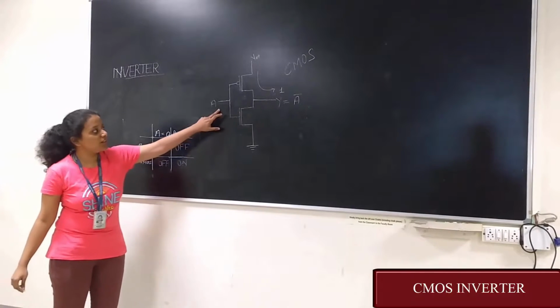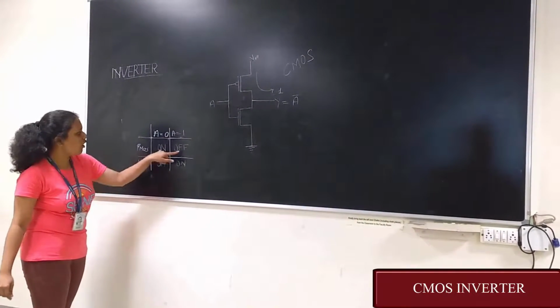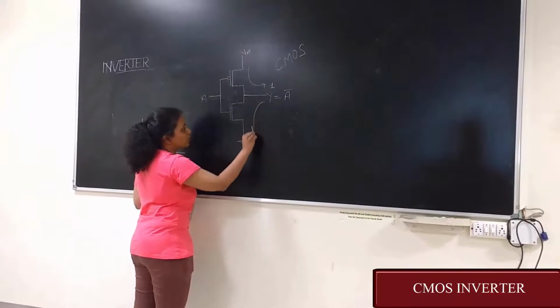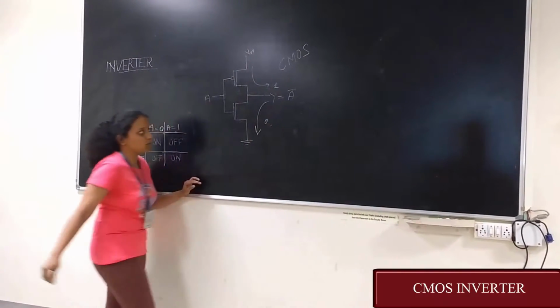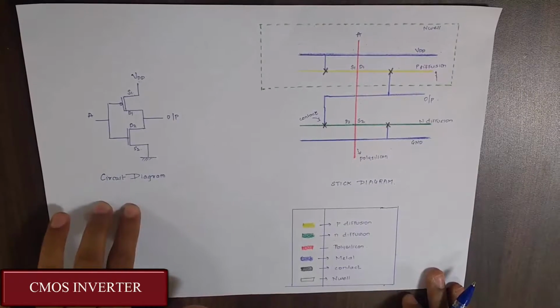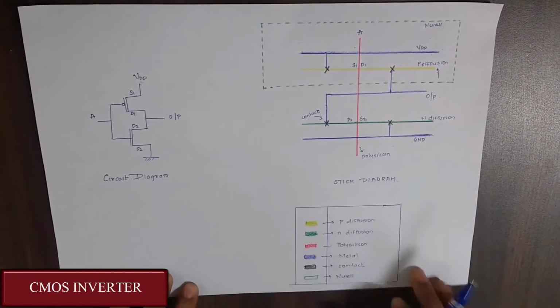When input is 1, as you can see here, PMOS is off and NMOS is on. As a result, the output will go to ground and we'll get output as 0. This is all about the circuit diagram of CMOS. As you all know, this is the circuit diagram and we have drawn the stick diagram according to that.